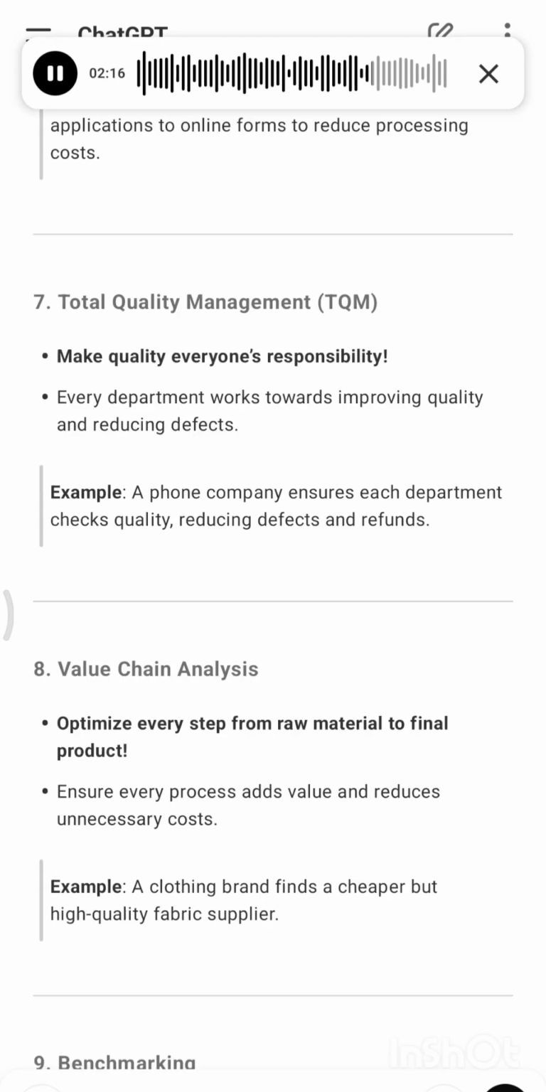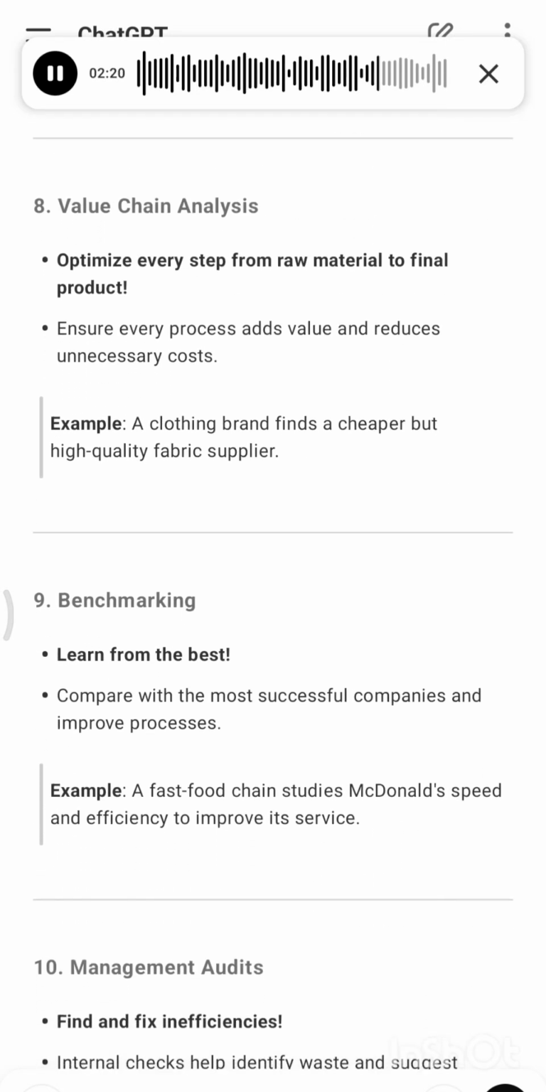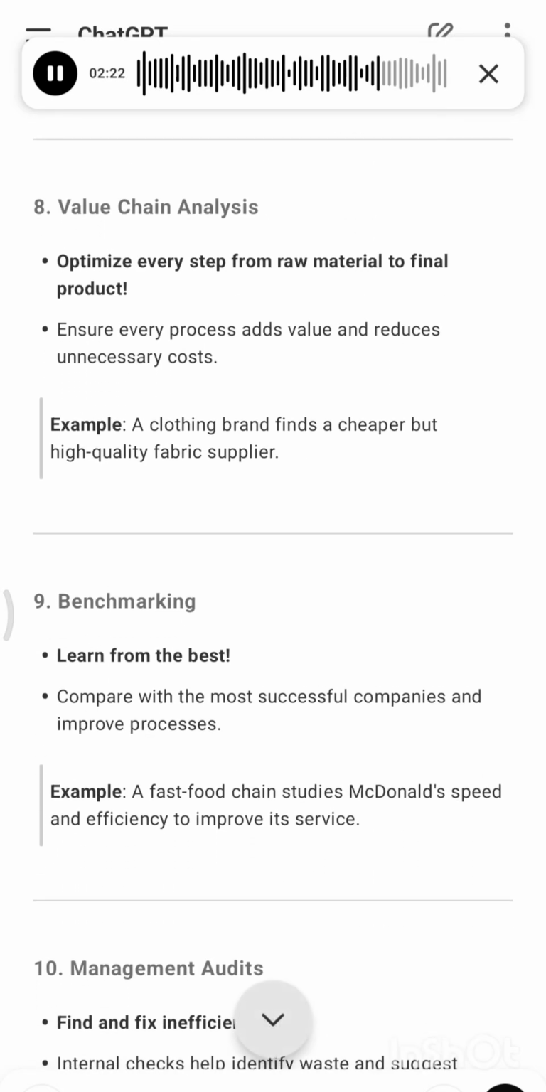9. Benchmarking. Learn from the best. Compare with the most successful companies and improve processes. Example: a fast food chain studies McDonald's speed and efficiency to improve its service.